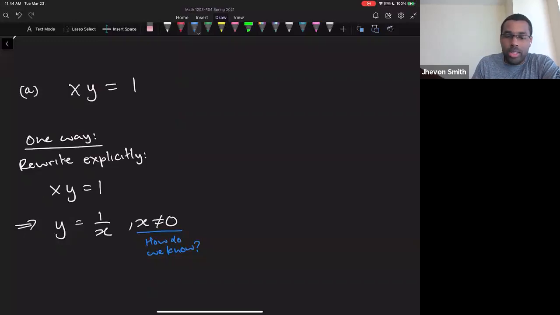Anyone see why I can know that x is not 0 in the first place? Oh, is it because you multiplied the x by the y, and if it was 0, it wouldn't be 1? Exactly, right. Because that would not be 1 if x was 0.